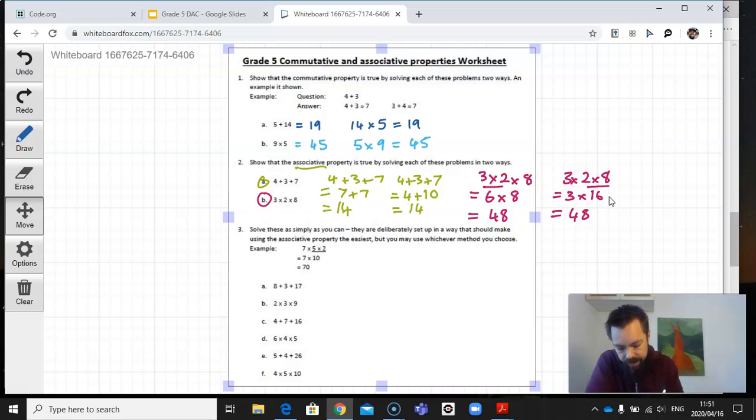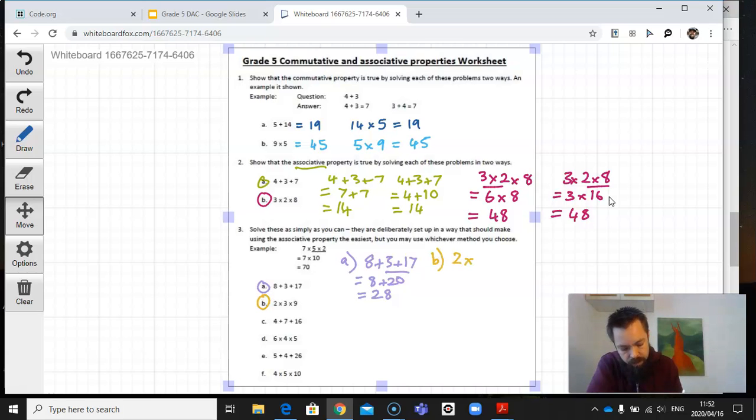So if I look at A, 8 plus 3 plus 17, it looks to me like adding those two would give me a nice round number. So that's what I'm going to do first. 8 plus 20, which gives me 28. Let's do B.